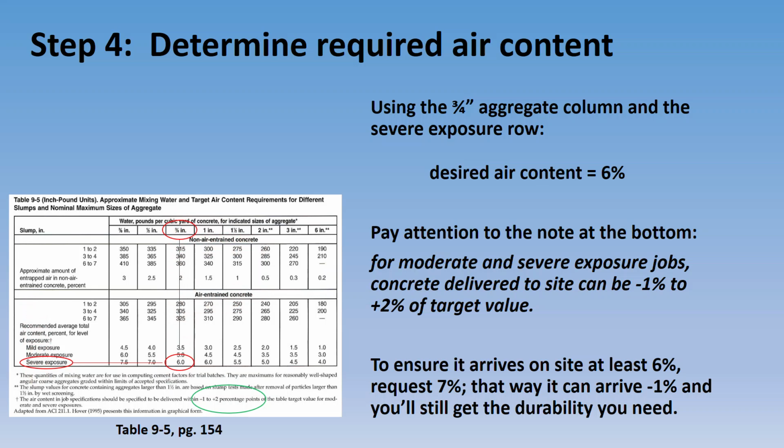Right? Well, we don't want 5. 5 is going to reduce the durability and jeopardize the longevity of that concrete. So if we want to guarantee that we get 6, but we know the contractor is allowed to deliver it 1% low, that's why I say down here at the bottom, we want to ask for 7. That way we're guaranteed 6 that arrives on site.